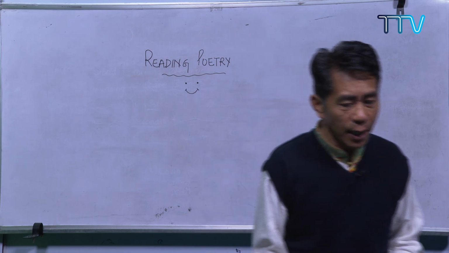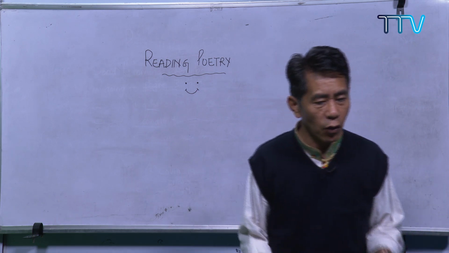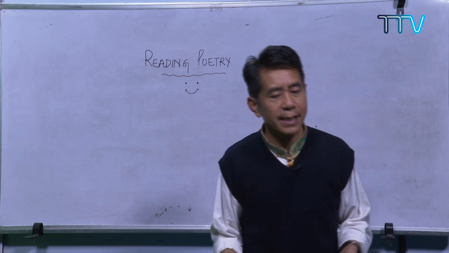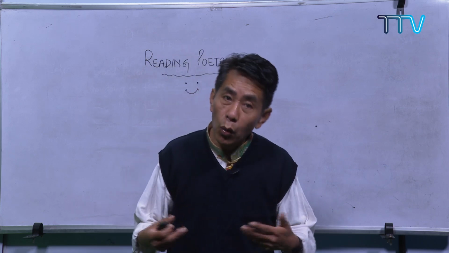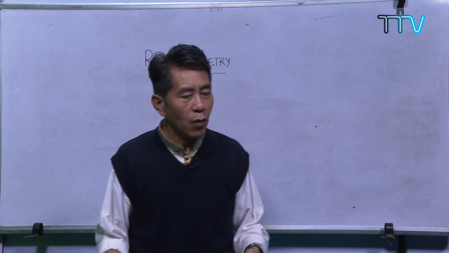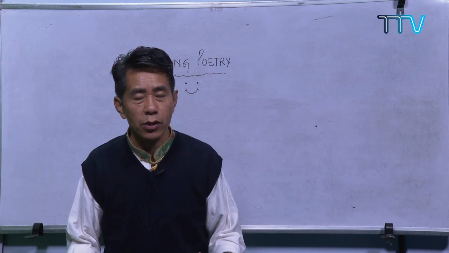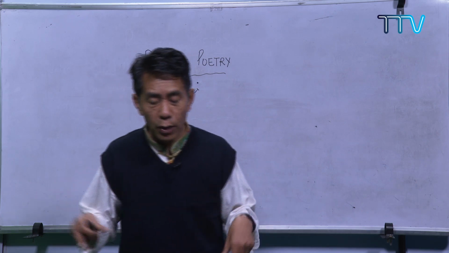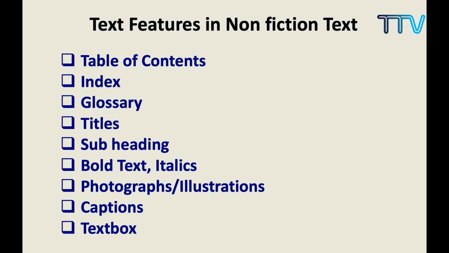Above these are all the different text features. You see the text features in nonfiction: table of contents, index, glossary, titles, subheadings, bold text and italic, photographs and illustrations, caption, text box. Next time, whenever you come across some textbook, non-fiction, literary references, I'm sure you will come across all these features.